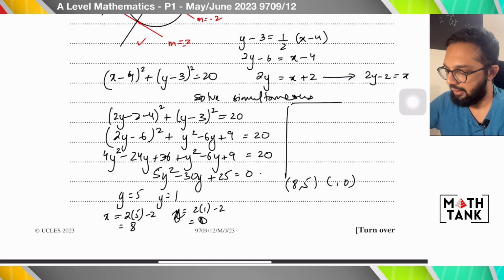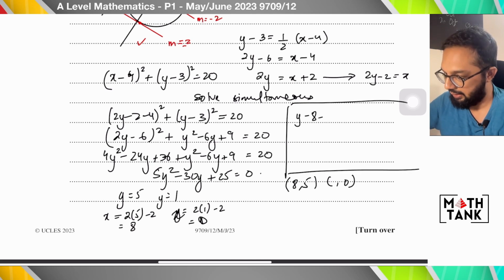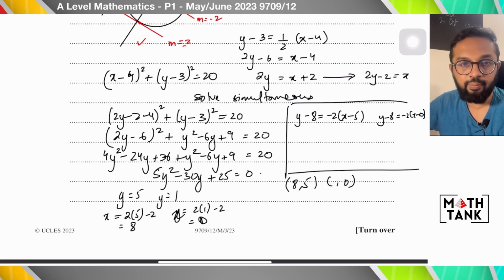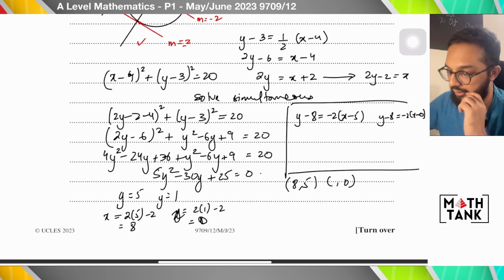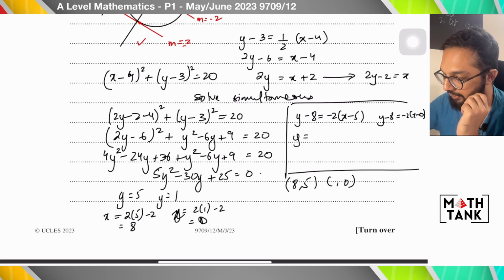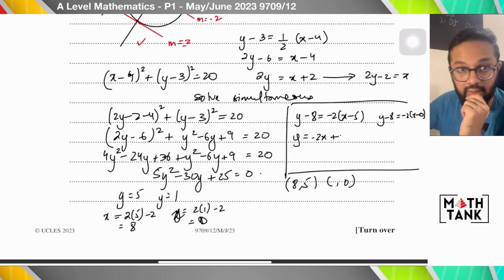I have the gradient of the lines that I want to create, so I'm going to first put in the first one: y minus 8 equals minus 2 times (x minus 0), sorry, x minus 5. And y minus 8 equals minus 2 times (x minus 0). Okay, and that should give me my final answer. y equals minus 2x, that's plus 10 plus 8, so plus 18.